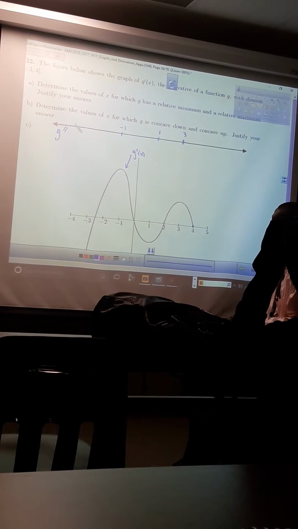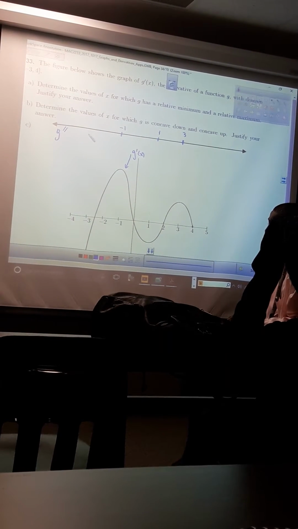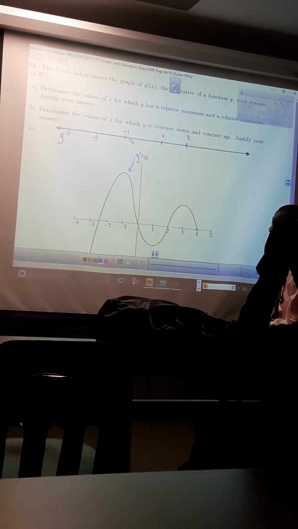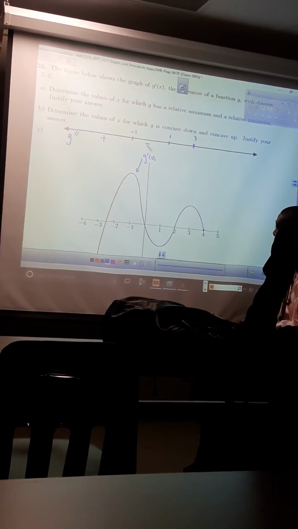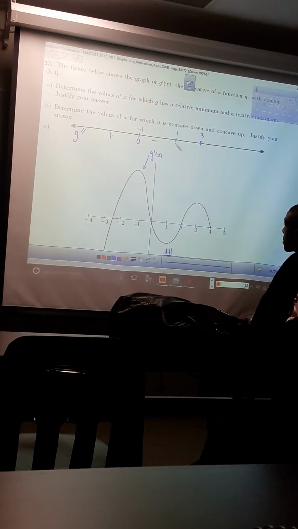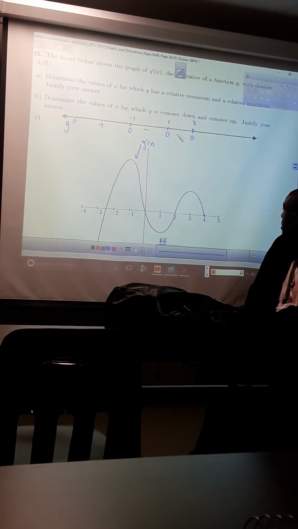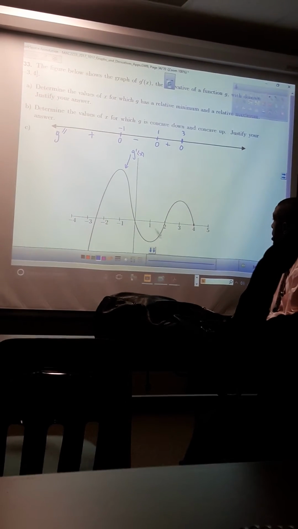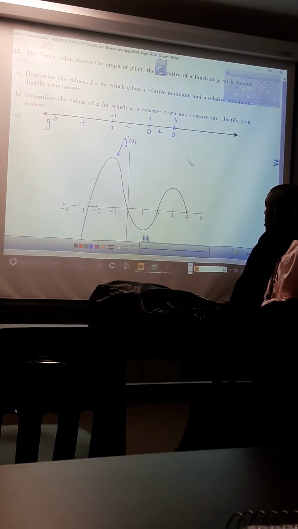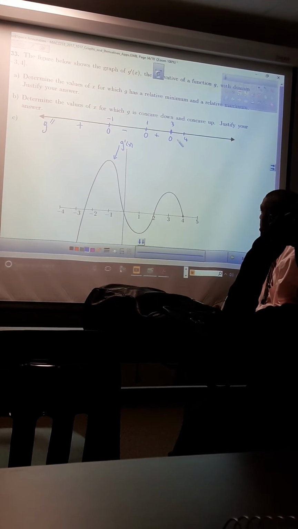At 3. Now, when G prime is increasing, G double prime is positive, right? Because the derivative of G prime. When G prime is decreasing, G double prime is negative, right? When G prime is turning, G double prime is 0. So we're talking about another positive between here because G prime is increasing from 1 to 3, and then from 3 to 4, negative.